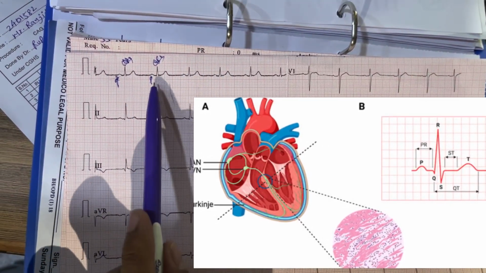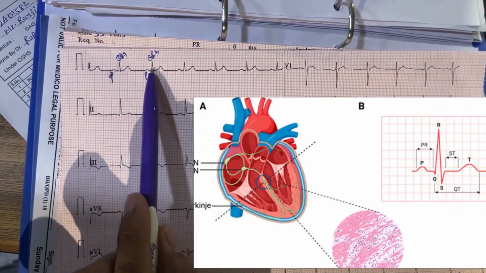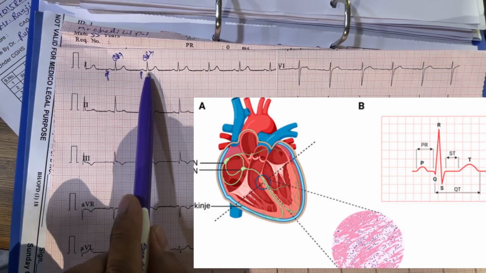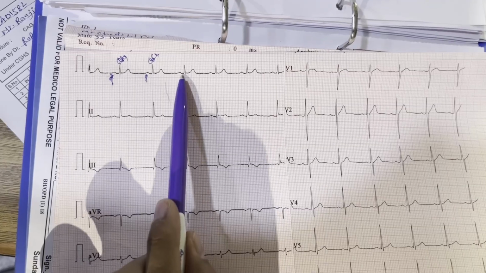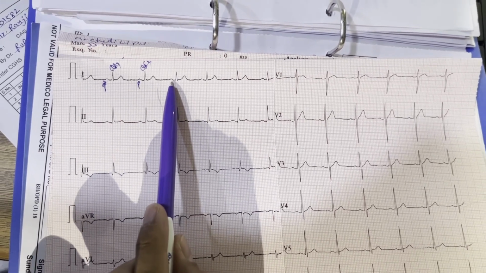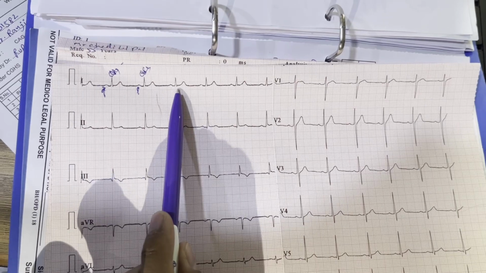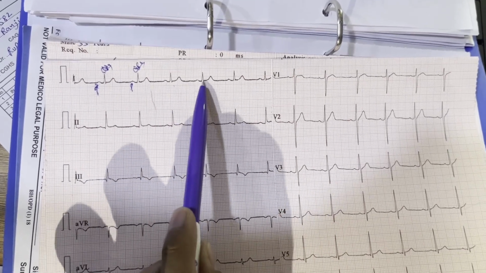So every time the impulse starts from sinus node, it travels through His Purkinje system, goes to ventricle and causes a ventricular contraction or ventricular depolarization, followed by relaxation. So this is the next impulse. So in this normal ECG, we can see that every P wave or atrial depolarization is followed by a ventricular contraction or depolarization, followed by relaxation. So this is normal conduction system.